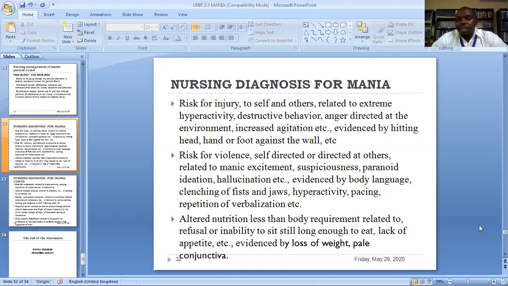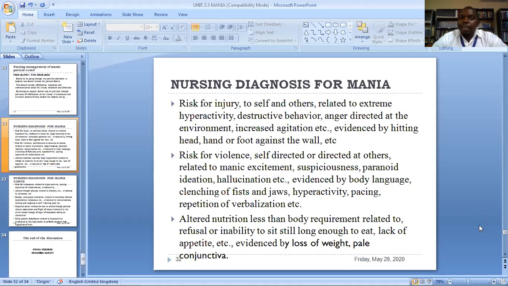Sometimes it may not be a risk, but an actual problem, as in violence, self-directed or directed to others. So when it is an actual problem, there will be some evidence: body language, clenching of fists and jaws, hyperactivity, pacing, repetition of verbalization. That is why some of those potential problems have evidence. It means that at times it can be a risk, at times it can be an actual problem, like the first one, the risk of injury. Sometimes it can actually be just injury to self, or injury to self and others.